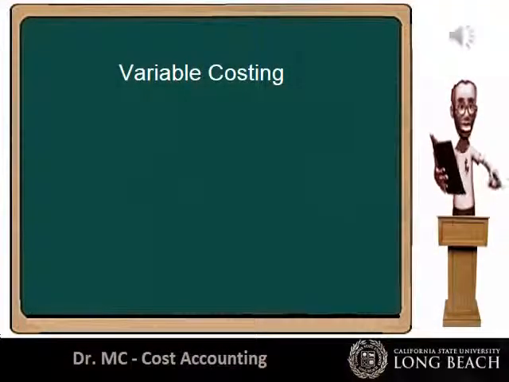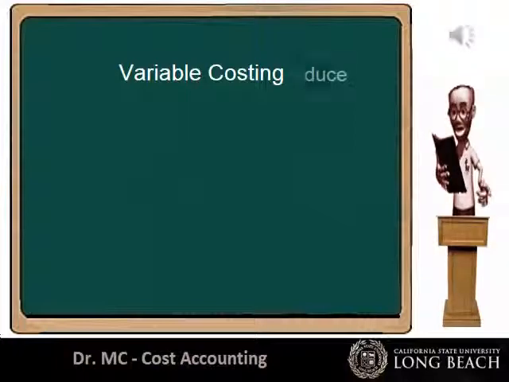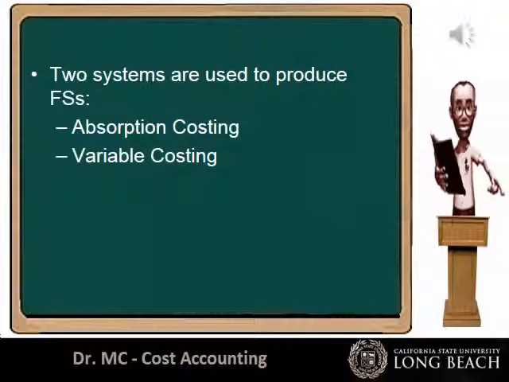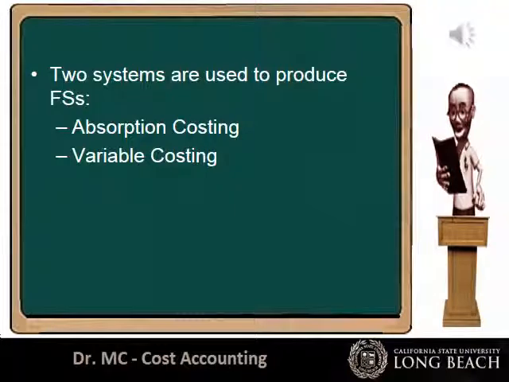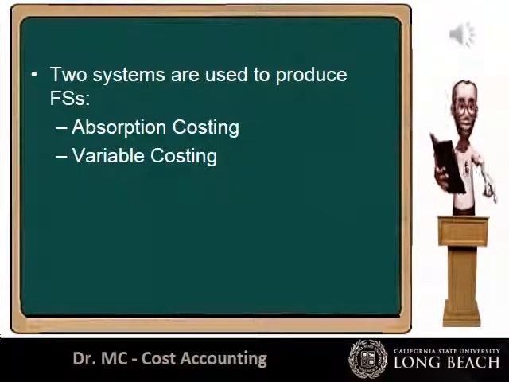In this lecture, we will discuss variable costing. Two alternative systems are used to produce financial statements. One system is called absorption costing. You already know absorption costing. It is what you have been taught in all of our previous lectures and all of your non-cost accounting classes. The second system is called variable costing, which is what we are going to discuss in this lecture.